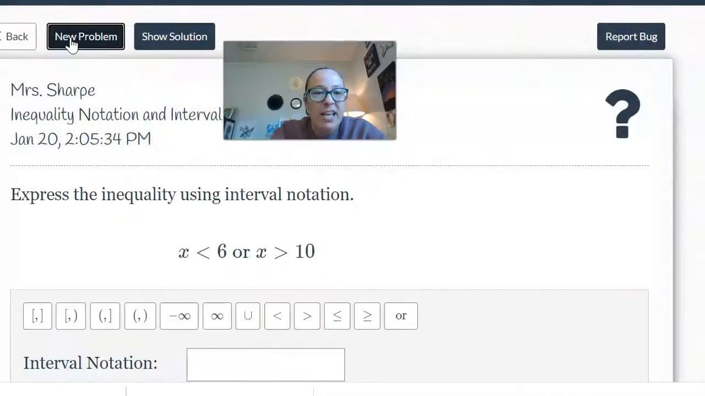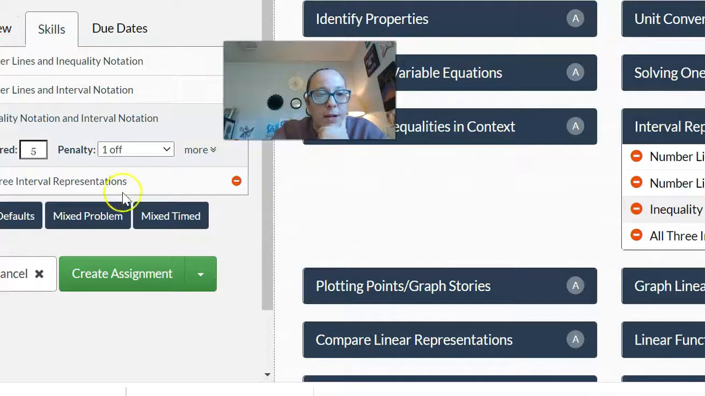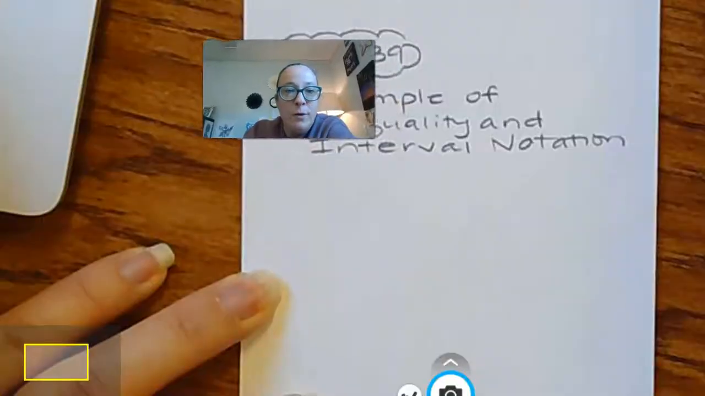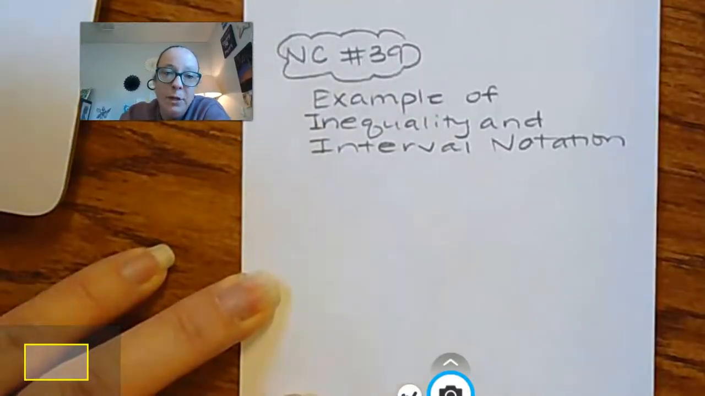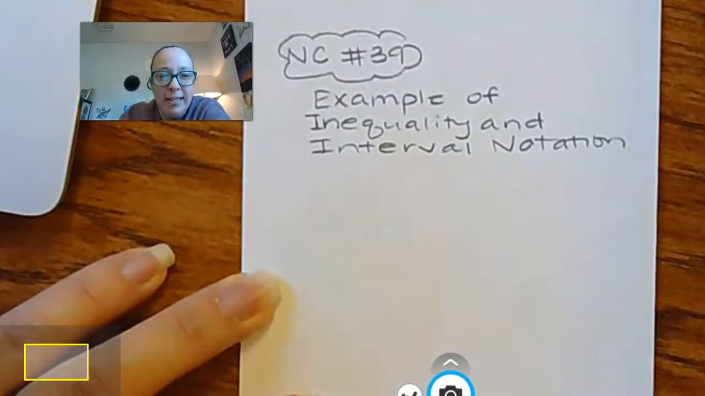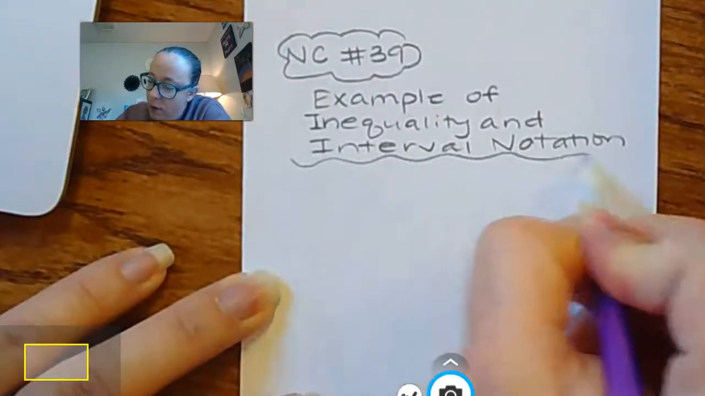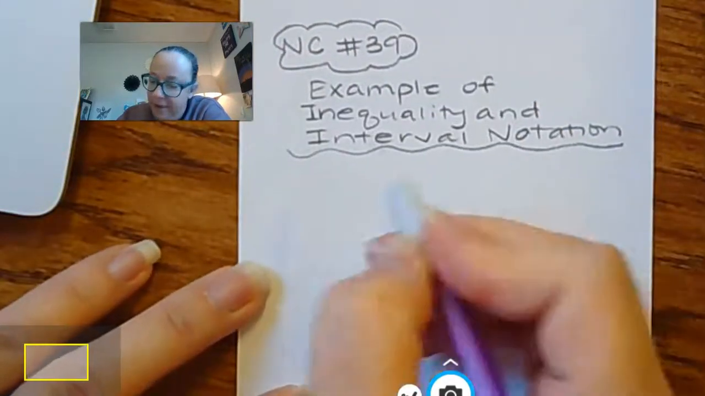All right, so we could just keep going on and on. There's one more. The last thing on this assignment got all 3 representations, but I wanted to go over the Delta Math so that you could see what types of problems you will have. All right, so once I'm finished with this, I'm going to upload this on the slides and give you time to write this down. But this will be note card 39. It's an example of inequality and interval notation with a graph, all right?